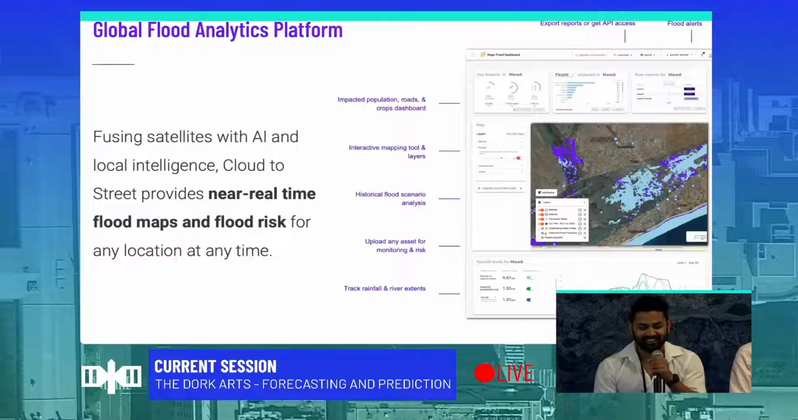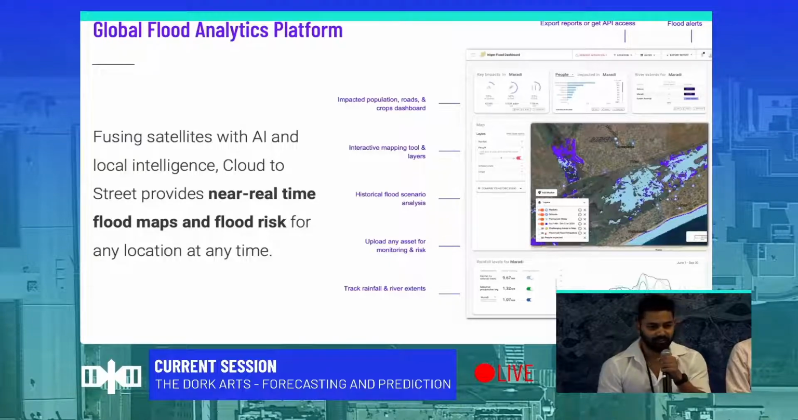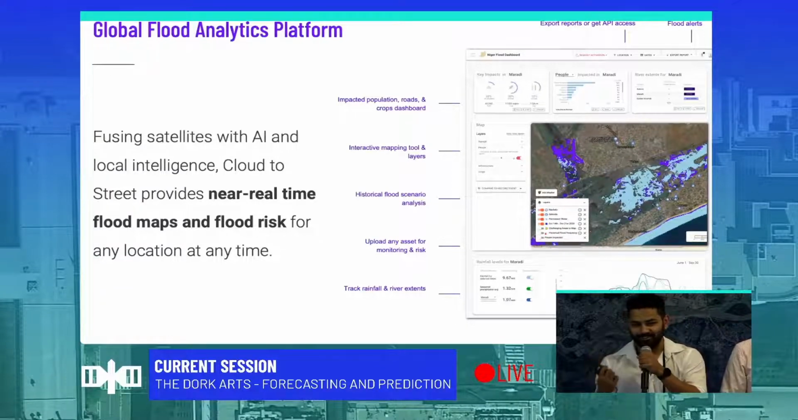So we use satellites with AI and local intelligence, and we use all the satellites that you are very familiar with, including Landsat, Sentinel-1, Sentinel-2, Capella. Thanks, guys. And Umbra as well now. But we usually just look at single images, and we build convolutional neural networks to detect water. And the training is through manually annotated, human annotated labels.